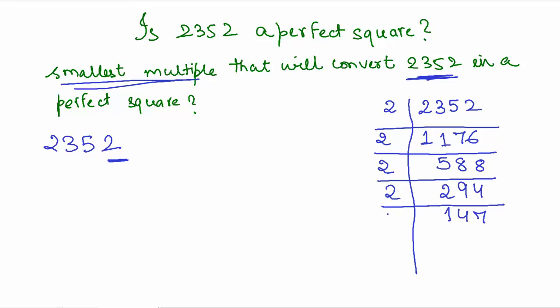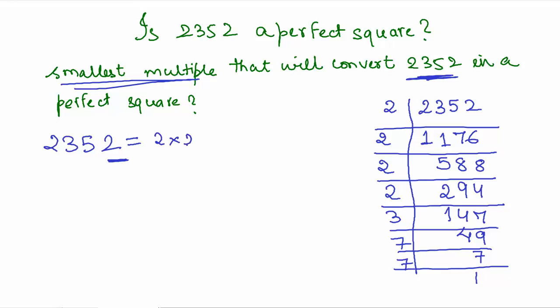Now let's see if we can divide this by 3. So we have 3 times 4 is 12, and 3 times 9 is 27, and what we have is 7 times 7 is 49. The next 7, 1. So the prime factors for 2352 are 2 times 2 times 2 times 2 times 3 times 7 times 7. Now all we do is look at the pairs. So we have this pair of 2, we have another pair of 2. 3 does not have a pair, 7 is a pair.